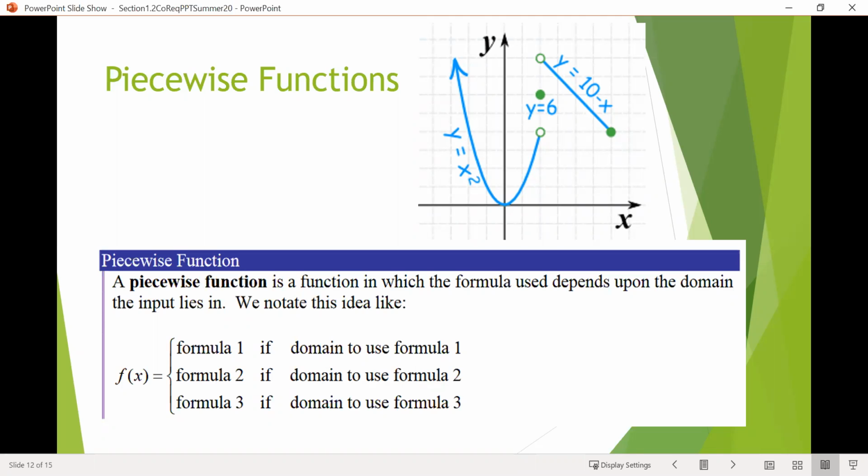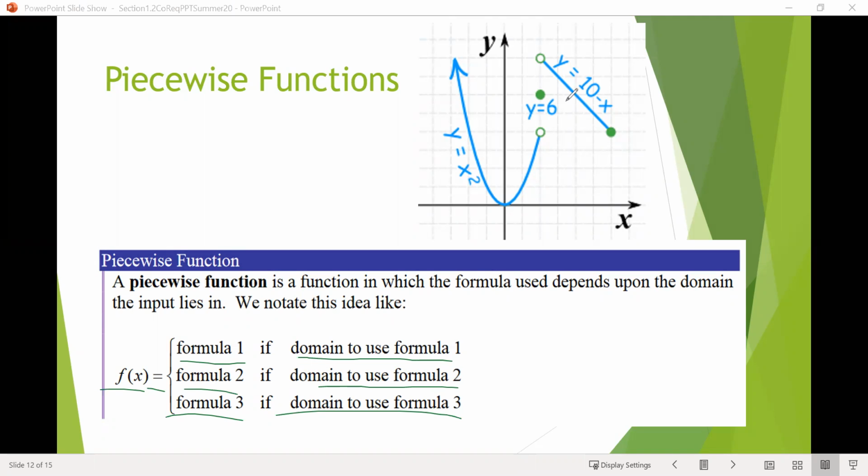And the way these are usually set up, as you can see from what is written there, it would be something like f of x equals, and there'd be a big open curly bracket there. The first formula and the domain for which you use that, second formula, domain for which you use that, third formula, domain for which you use that, and so on and so forth. Now, a piecewise function doesn't only have to have 3 different formulas. It could have just 2. It could have more than 3. It could have an infinite number. But this is just an example or a general idea of what they look like. Okay.